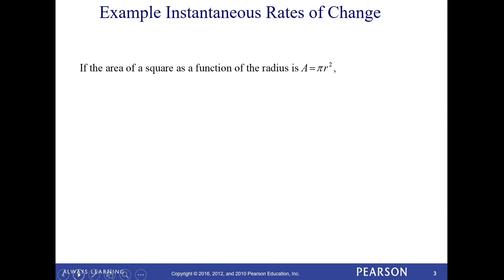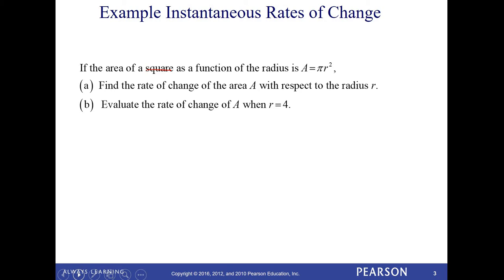If the area of a square as a function of the radius is A equals, that should not say square, that should say circle, is A equals pi r squared, then we want to find the rate of change of the area with respect to the radius, and we want to evaluate that rate of change when r equals 4. So do those two things quickly and pause the video.